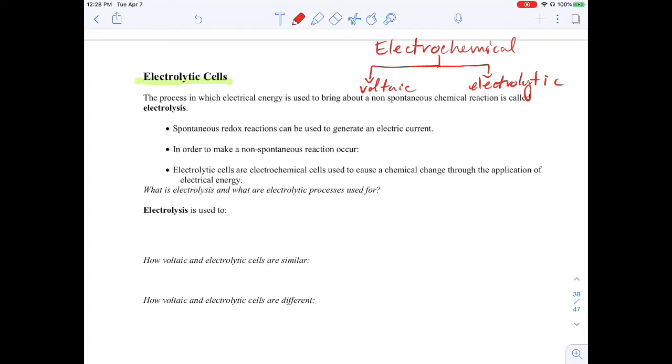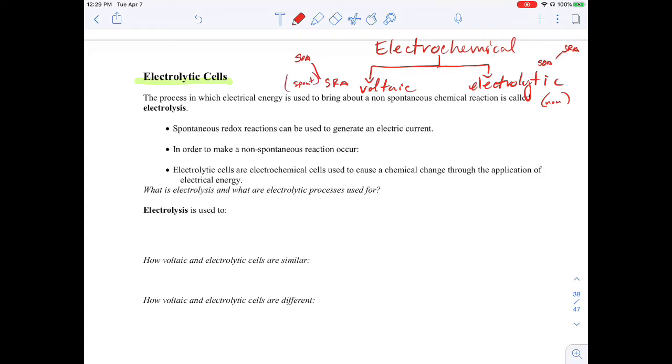The voltaic cell is going to have the strongest oxidizing agent here and the strongest reducing agent here in the data table. For the electrolytic cells, the strongest oxidizing agent is below the strongest reducing agent. These are going to be non-spontaneous, and these are going to be spontaneous.